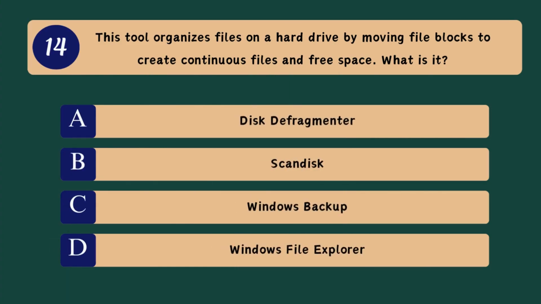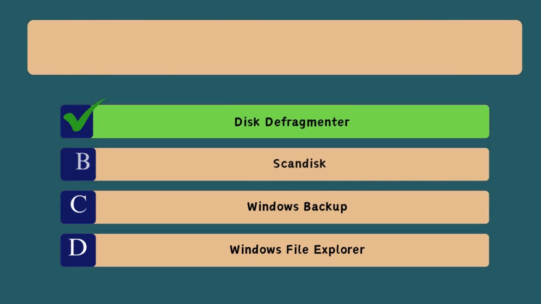Question 14. This tool organizes files on a hard drive by moving file blocks to create continuous files and free space. What is it? A. Disk defragmenter. B. ScanDisk. C. Windows Backup. D. Windows File Explorer. Correct answer: A. Disk defragmenter.